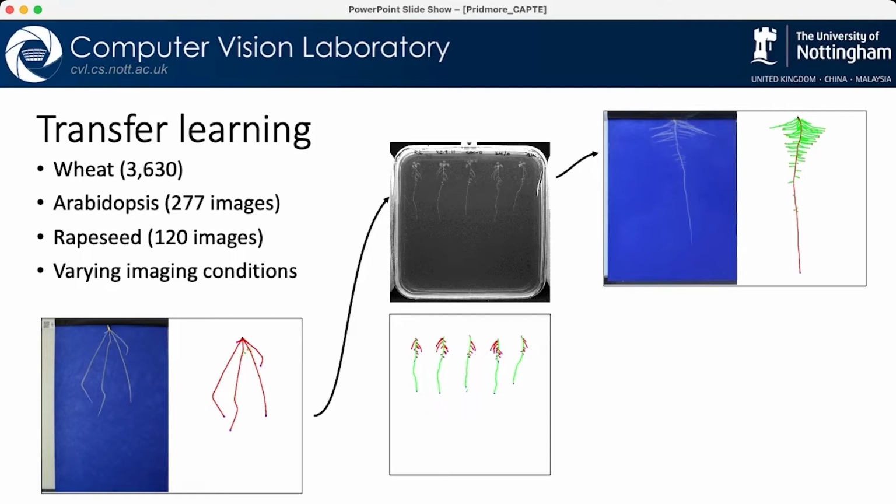So this is quite an important feature of these sorts of technologies. You do need a fair amount of data to train them, but if you have a set of data in one domain and you train it up to be good in that, you will get your network close to what it's needed to do in a related domain. Yeah, perhaps a different image, perhaps a different species, and so on. And then a comparatively small amount of data will be able to transfer what you've learned about wheat into Arabidopsis and then into rapeseed.